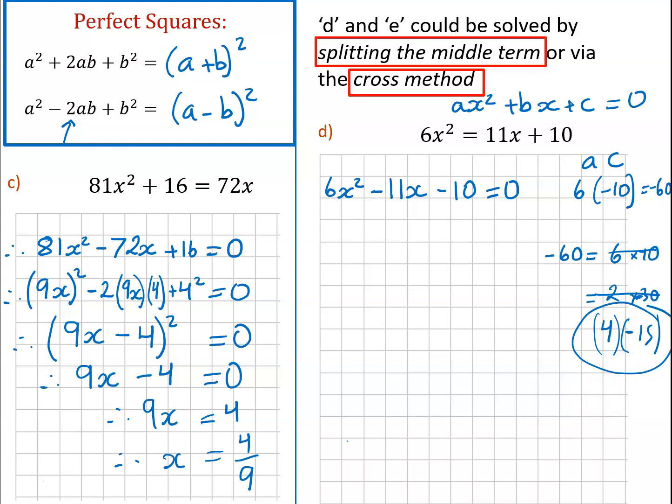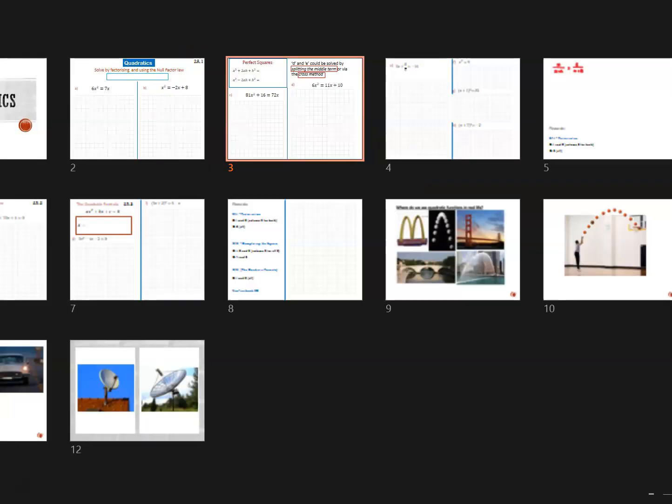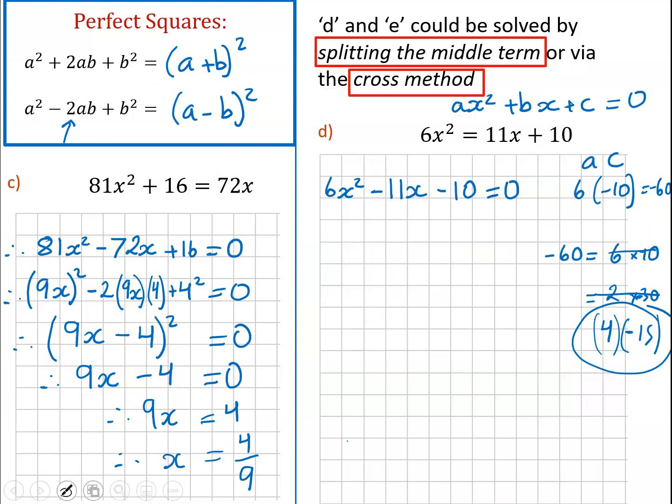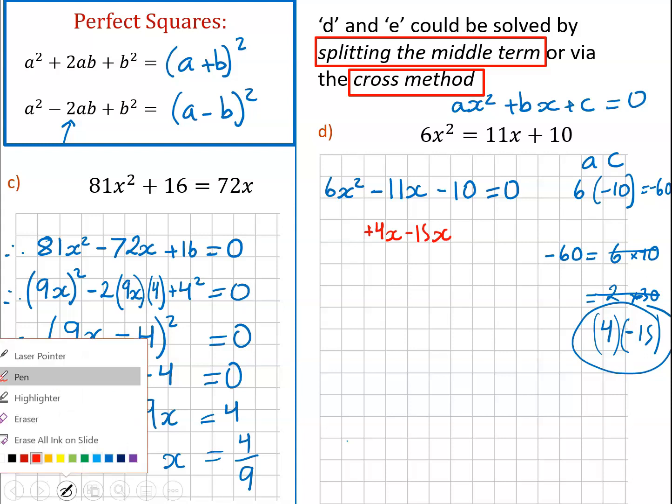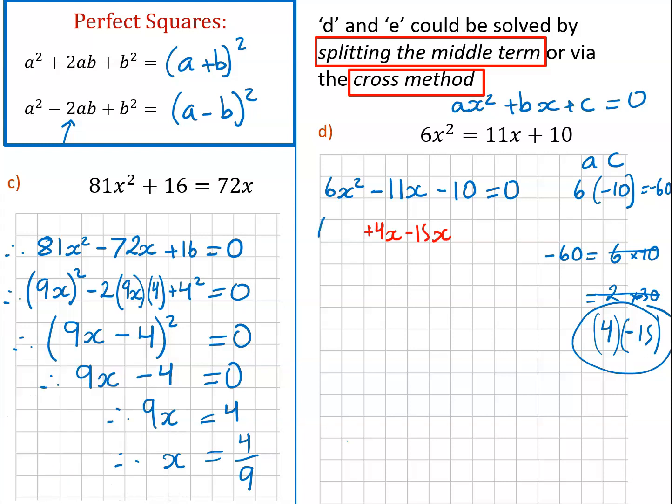So here we go. After all of this, it is called splitting the middle term. The middle term is negative 11x. I'm going to write it as 4x minus 15x. That is still equal to negative 11x. That 6x squared stays where it is, and so does everything else.